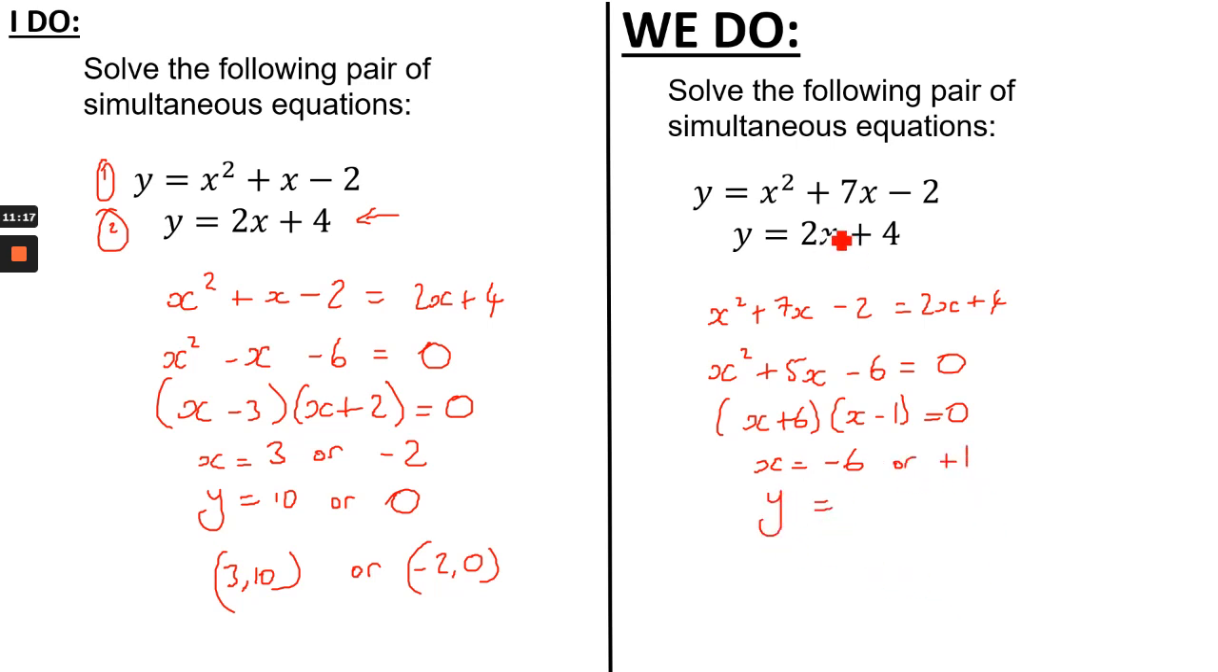The y values are 2x plus 4. So 2 lots of minus 6 is minus 12, add 4 is negative 8. Or 2 lots of 1 is 2, add 4 is 6. So my two coordinates are negative 6, negative 8, or 1, 6.